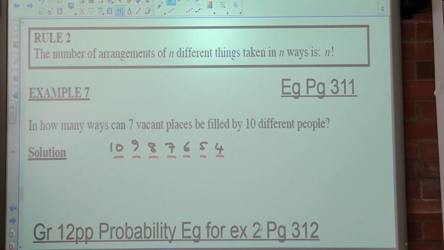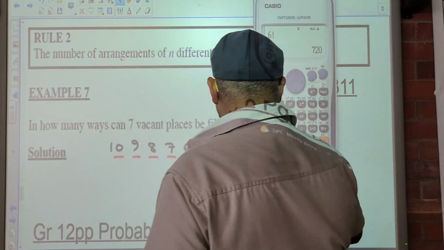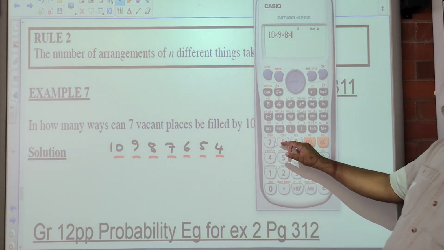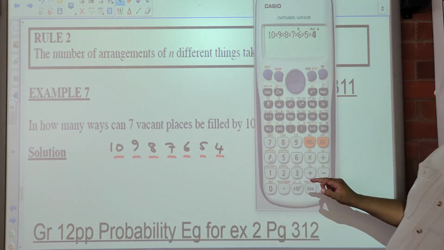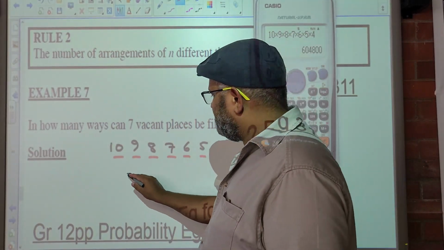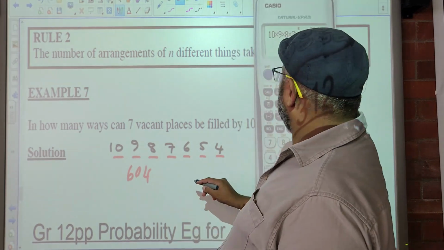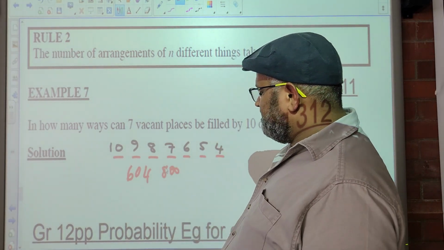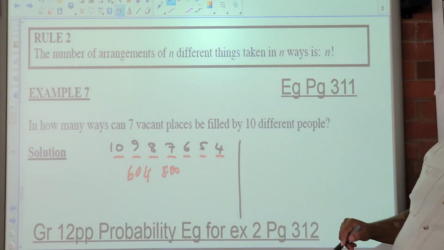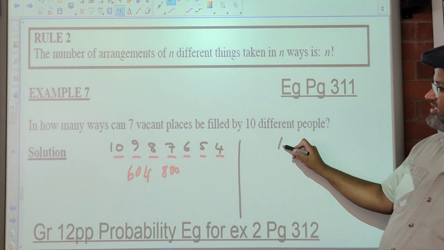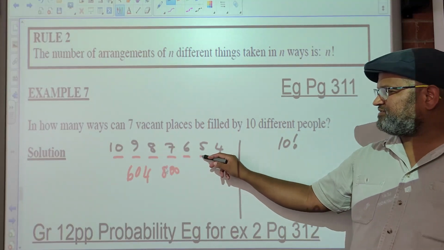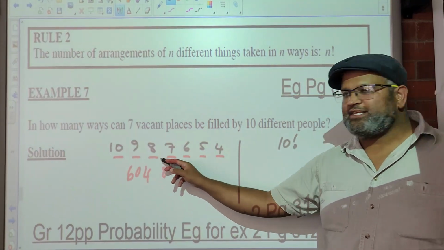Okay. So if I work that out, can I say 10 factorial? No. So it's 10 times 9 times 8 times 7 times 6 times 5 times 4. Give me an answer. 604,800. But if you're saying, I really want to use factorial, you say, okay. If I say this is 10 factorial, what am I going to get? 10 times 9 times 8 times 7 times 6 times 5 times 4 times 3 times 2 times 1. That is what I will get, not so.